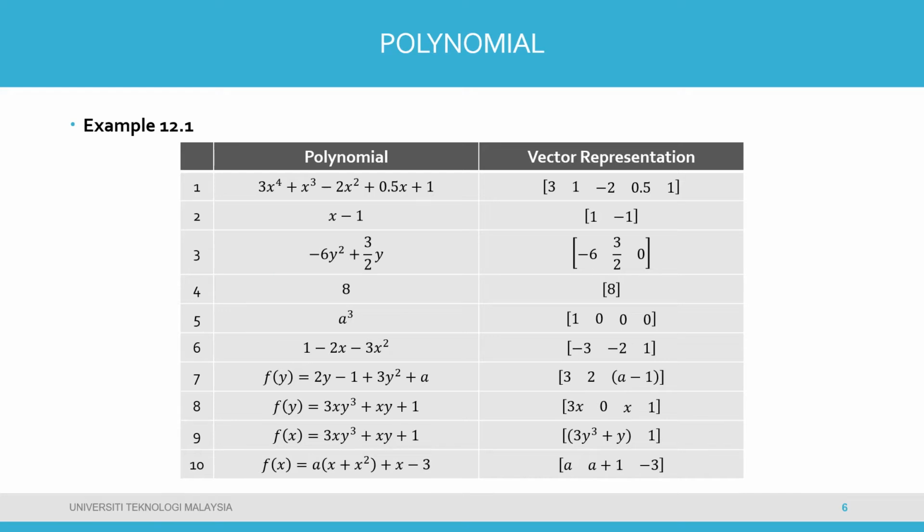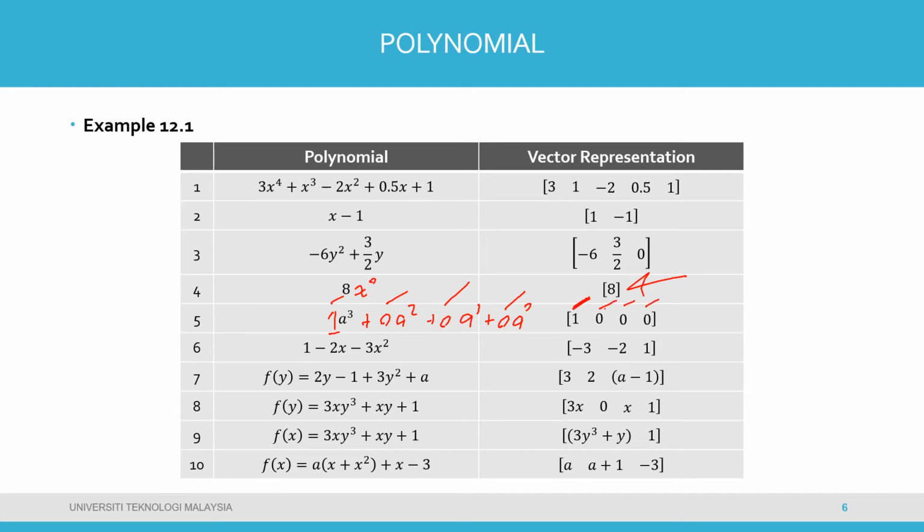Okay, let's look at example 4. This one is basically, for example here, x power of 0. So you just write it. Okay, how about this? So x to the power of 3. So basically it's 1 to the power of 3 plus 0 to the power of 2 plus 0 to the power of 1 plus 0 to the power of 0. Okay, so you have 0 0 0 1. So that's why it becomes 1 0 0 0 1.